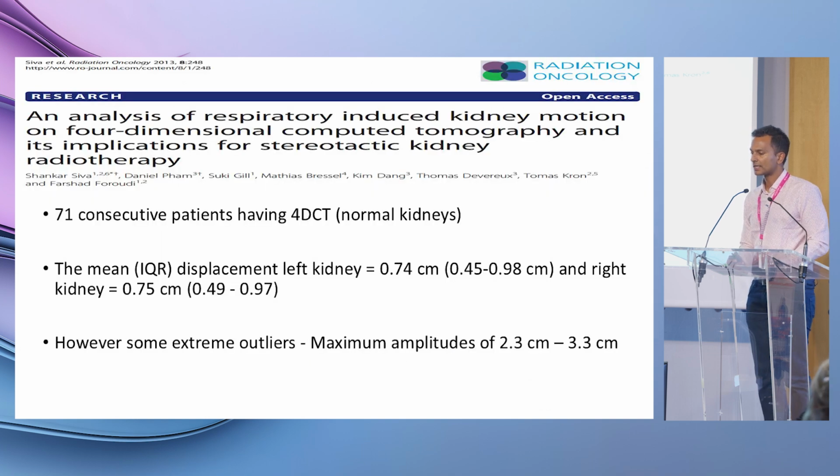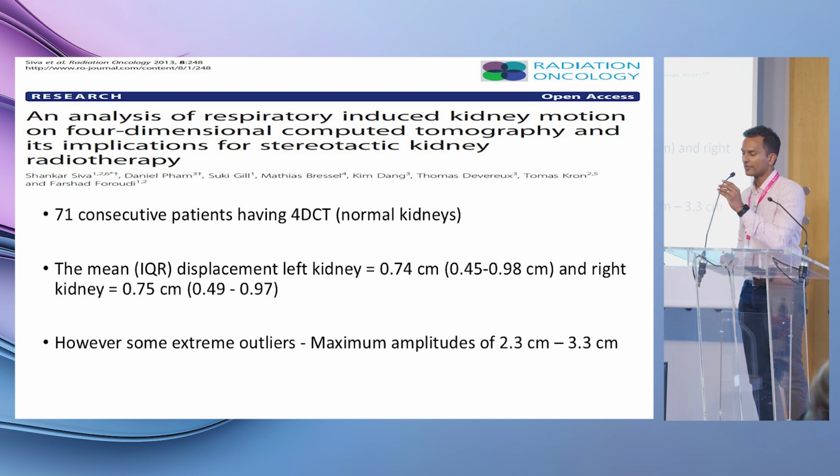Before we started our program, we actually did something important in our institution. We looked at patients who had normal kidneys and had them undergo a 4-dimensional CT scan. In this study, we looked at 71 consecutive patients who had a 4D CT with no tumor in the kidney, so just a normal kidney. We found that the average tumor motion is about 3/4 of a centimeter. So 75% of the time, most of the patients have tumor motions less than 1 centimeter in size.